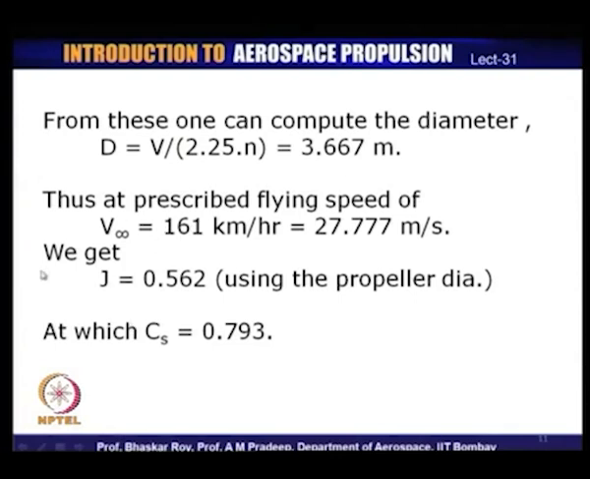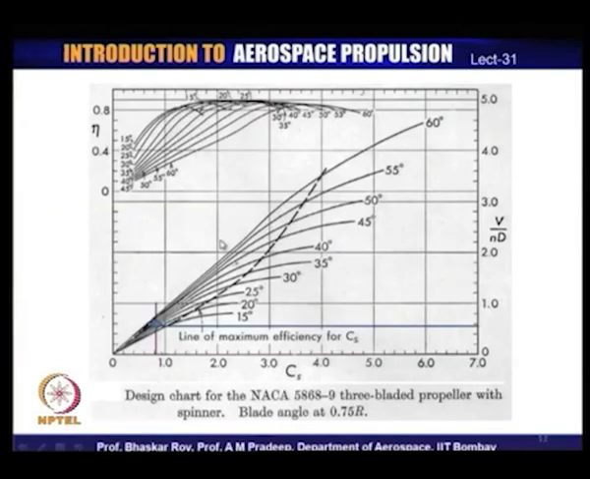Now, at this flying condition, the speed power coefficient C_s would be 0.793. You can use this value of advance ratio and this value of speed power coefficient to find a new solution, and we use the graph again. What we see here is that we are at a rather low speed power coefficient, a low flying condition, at which the advance ratio is also rather low, and our solution point is somewhere over here.